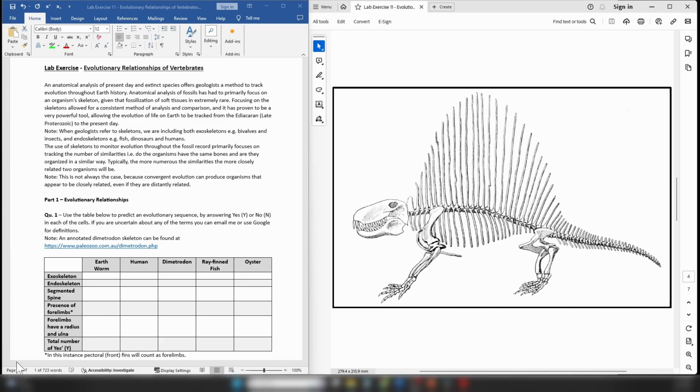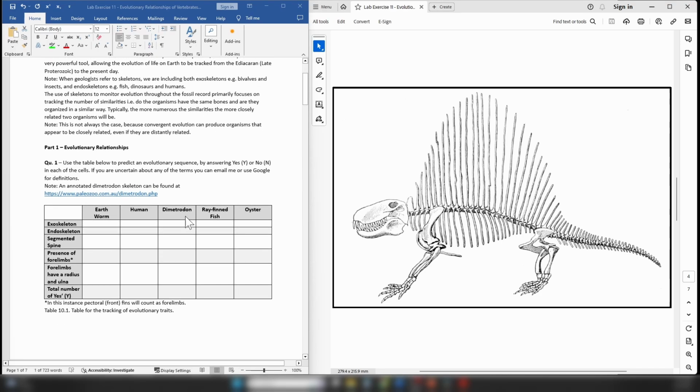So for part one, we are going to be looking at the evolutionary relationships between 5 different organisms. And we are going to be trying to track the similarities between them and thereby use that as a gauge for how closely or distantly related they are. So our 5 organisms are an earthworm, a human, a dimetrodon, a ray-finned fish, and an oyster. Ray-finned fish, by the way, are the type of fish you would commonly think of. So that's going to include fish like salmon or pike, anything like that.